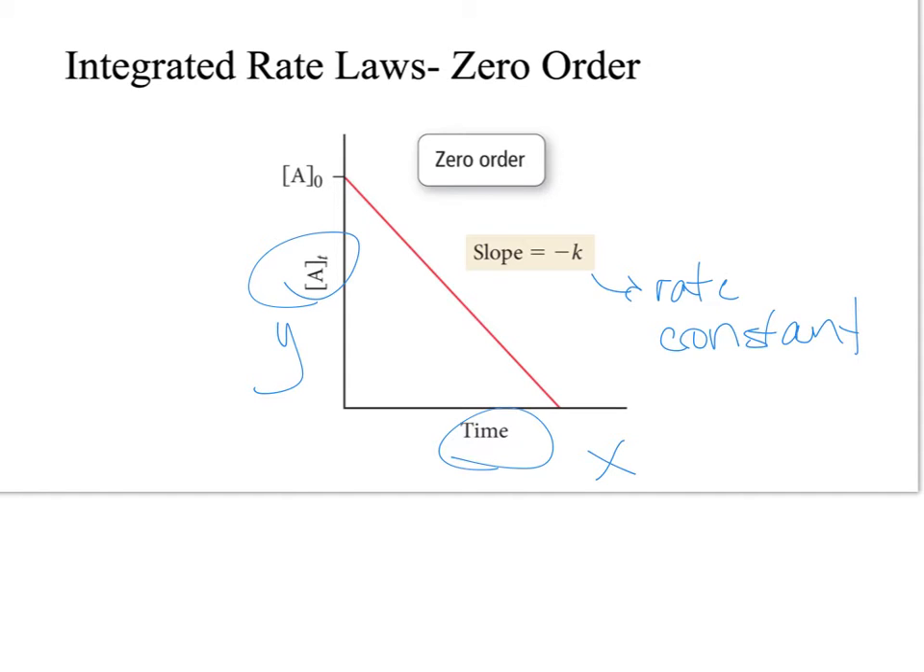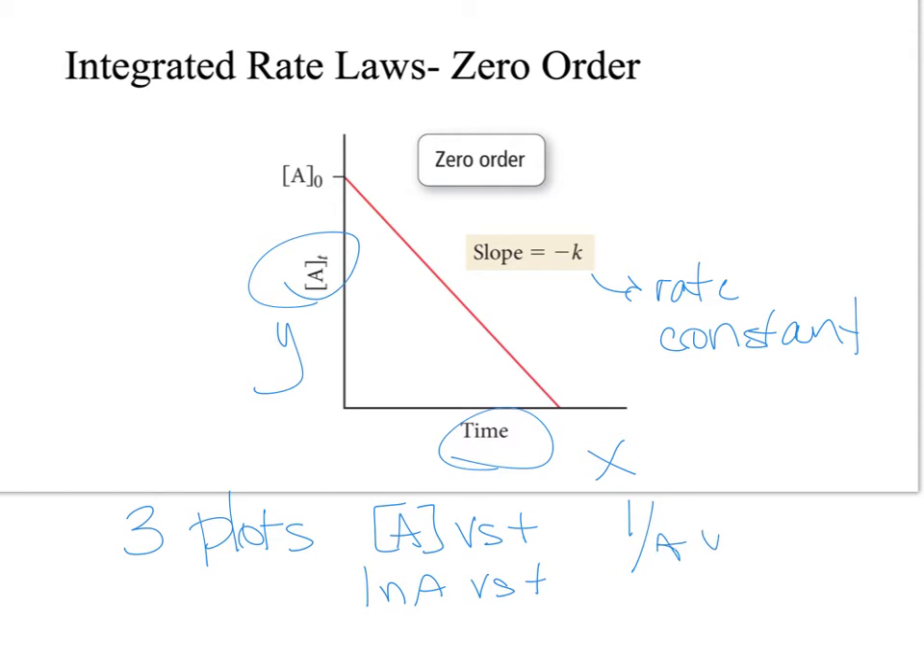All right, this brings up a good question. If we're doing 3 different plots for each set of data, one time it's going to be A versus t. One time it's going to be ln A versus t. And the third plot would be 1 over A versus t. How do we know which one is the right relationship? Which one is going to be the order of the reactant?